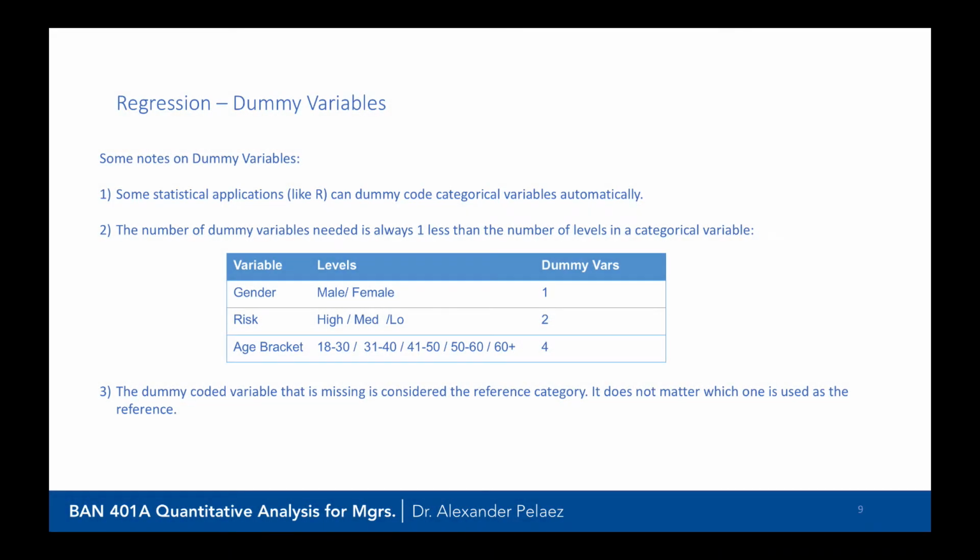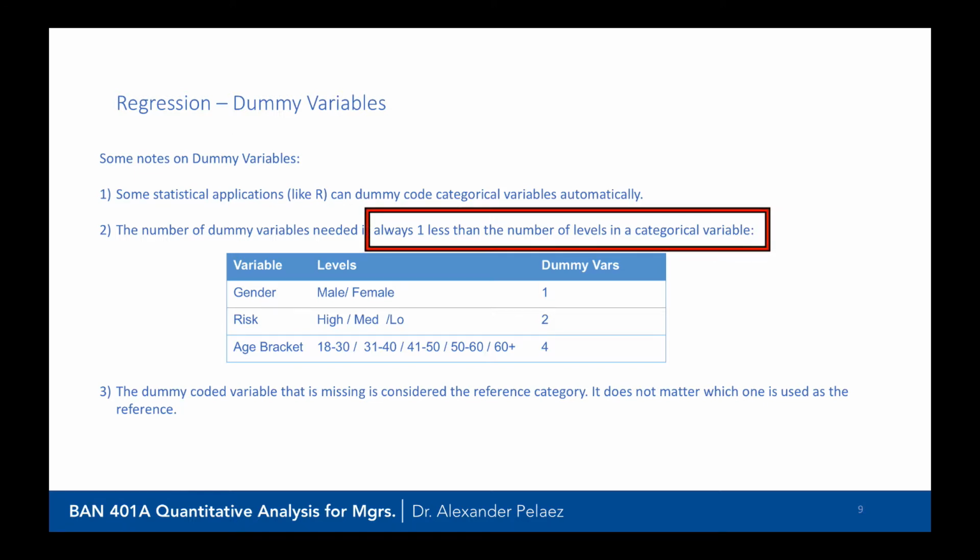The statistical applications are going to handle this automatically for you. So we won't have to create ones and zeros, and we might not have to create our individual fields. But it's a good idea to know how this is done, and you might want to do it. The number of dummy variables needed is always one less than the number of levels in a categorical variable.